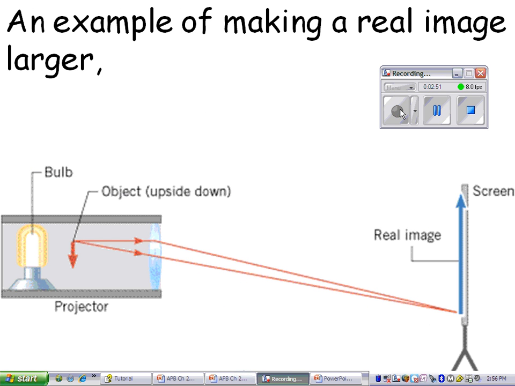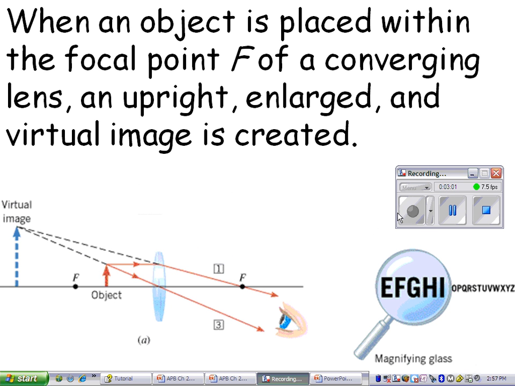Here's an example of making a real image larger. Whenever you watch the movies, you have your object in between F and 2F. If you place your object in between F and the lens, you end up with a virtual image. Your light rays will diverge on the right-hand side of the lens, and then you have to follow them back through to find your virtual image. A magnifying glass works in this manner.